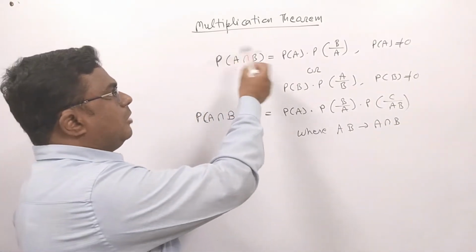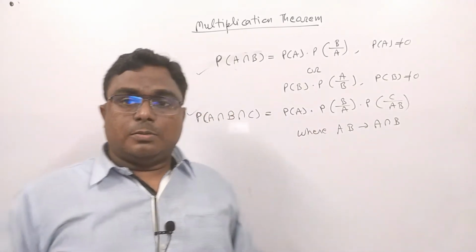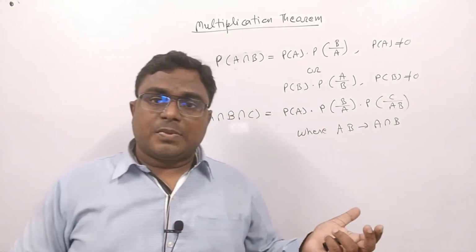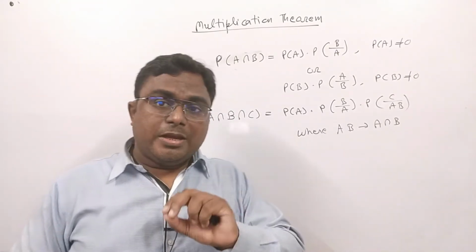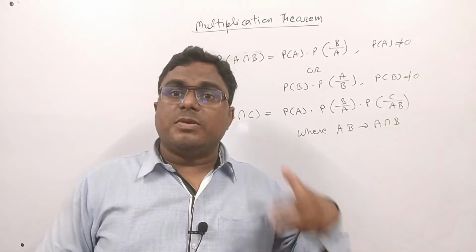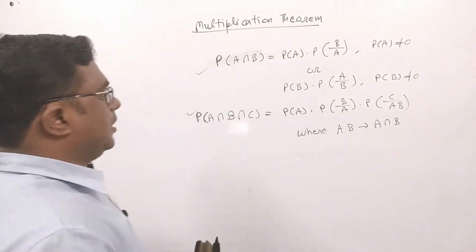So you have seen multiplication theorem for 2 events and for 3 events. What if there are 4 events? No problem. This theorem can be extended to any number of events, maybe 4 events, maybe 5 events. In the same way, you will open the formula of multiplication theorem.